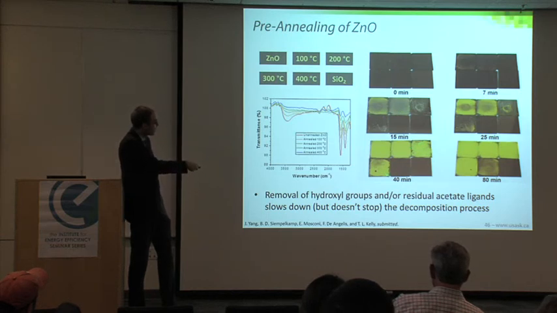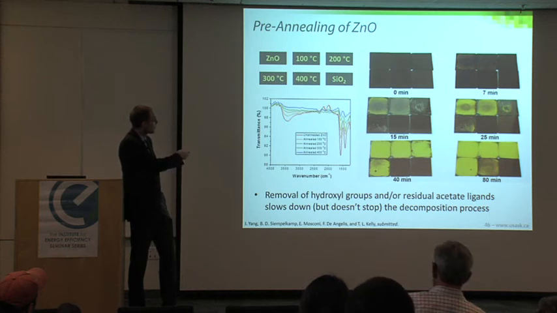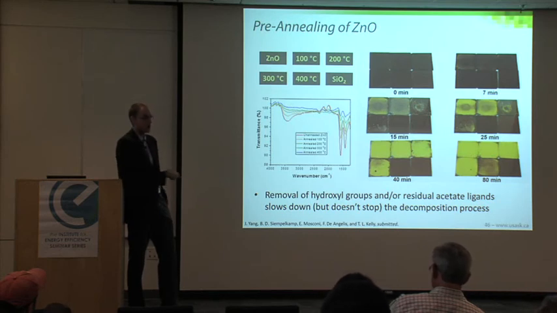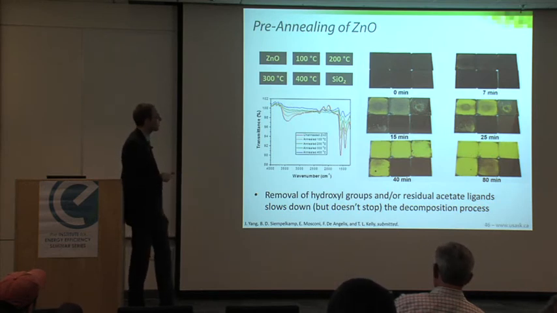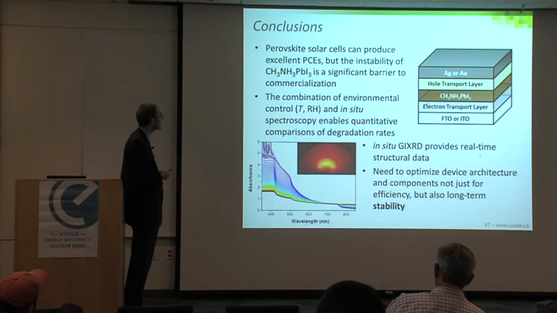This guy holds on as long as it can, but after about 80 minutes, this starts to decompose, and the sample on glass is still nice and brown and shiny. So really, even though you've eliminated all or most of the acetate or surface hydroxyls, you still get decomposition on the zinc oxide surface. And so clearly, this is not the most ideal electron transport layer for this material.